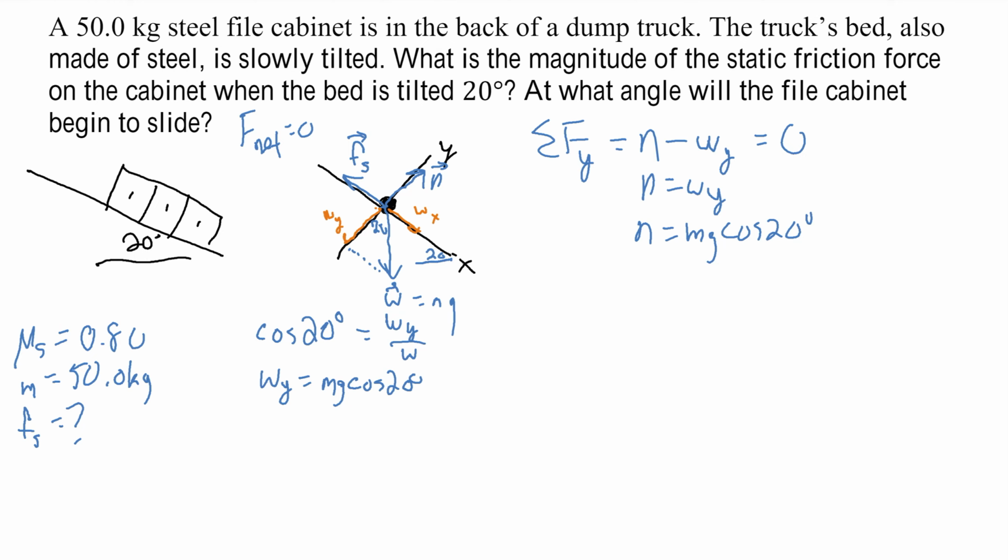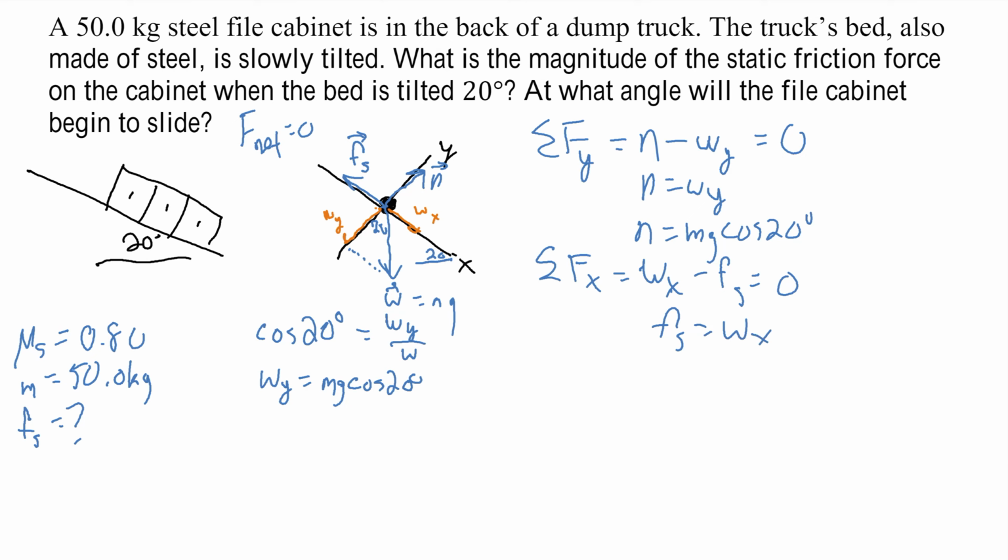But then how are we supposed to figure out the... We can do the sum of the forces in the x direction. All right, the sum of the forces in the x direction. Figured it out. Equals what? W sub x minus F sub s equals 0. By the way, what are we looking for? F sub s. So then F sub s equals W sub x.